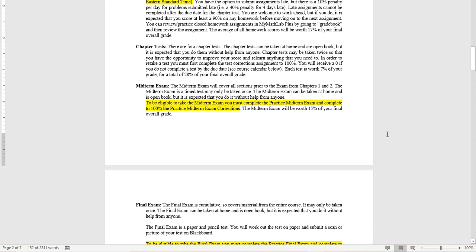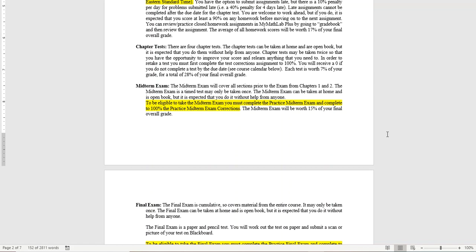There are 4 chapter tests throughout this course, which will be taken on MyMathLab. These tests are open book, but it is expected that you do them without help from anyone. Chapter tests may be taken twice so that you have the opportunity to improve your score and relearn anything that you need to. In order to retake a chapter test, you first have to complete an assignment called the test corrections. The test corrections correspond to problems that you missed on your chapter test.